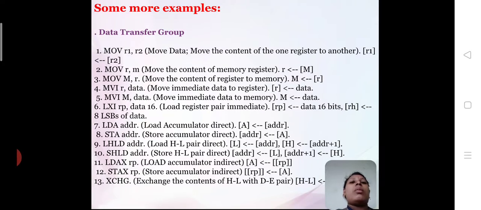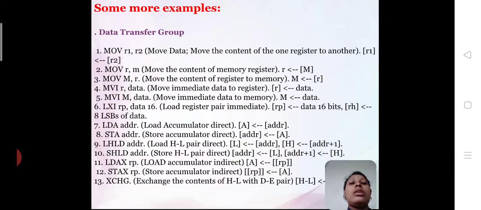So these are some more examples. For example, the ninth one, LHLD address. LHLD means load HL pair direct. Okay. Next, SHLD means store HL pair direct. So these are some of the data transfer group examples.